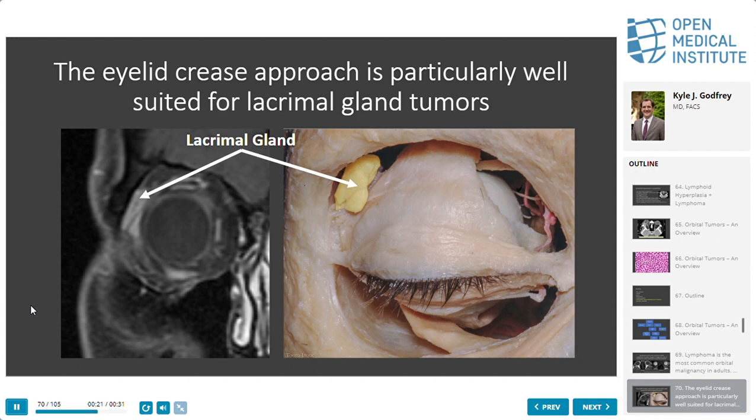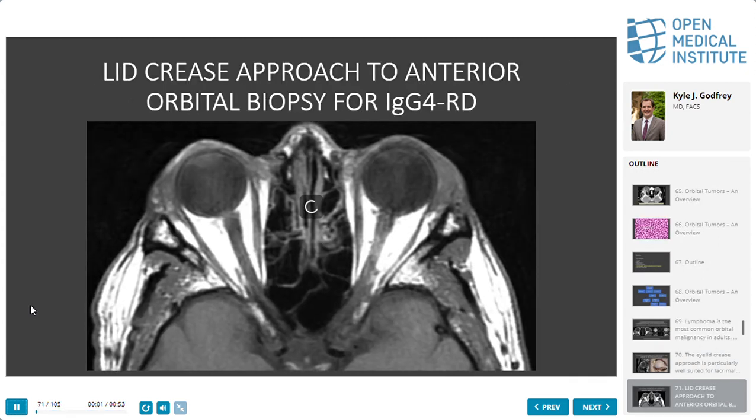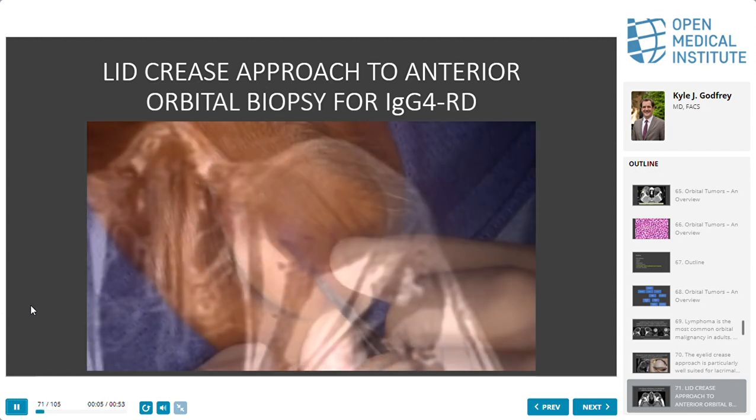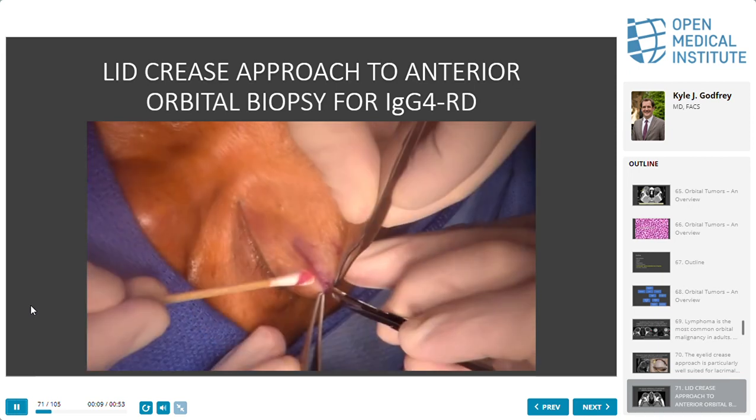Whenever we're doing biopsies, you always want to biopsy the orbital portion so that you don't damage the secretory ductules that are actually allowing tears to pass onto the tear film. So you always want to biopsy from the orbital portion. And this is an example of a patient who underwent a biopsy for IgG4 related disease of the lacrimal gland, highlighting that simple anterior lid crease approach.